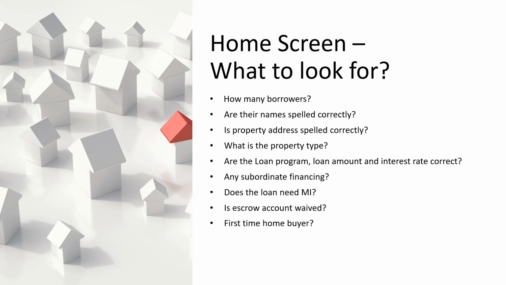Now, which are the areas you need to pay closer attention to while on the home screen? I would recommend to start with, how many borrowers do you have? Are their names spelled correctly? Is the property address spelled correctly? Also, regarding property addresses, I would like you to note that the doc department prefers that you do not abbreviate, but instead spell out the full street name address.